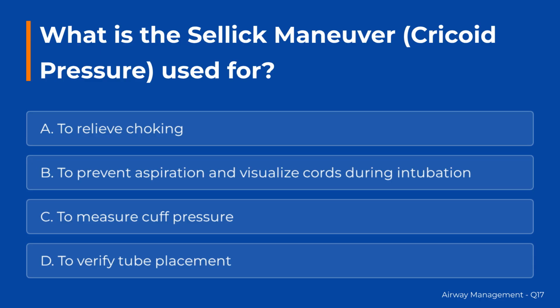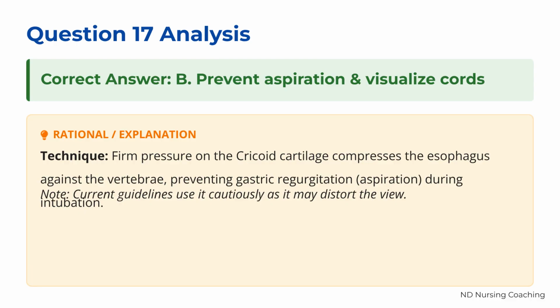Question 17. What is the Sellick maneuver, or cricoid pressure, used for? The correct answer is B, to prevent aspiration and visualize the vocal cords. Pressure on the cricoid cartilage compresses the esophagus, preventing gastric regurgitation during intubation. Note that guidelines advise cautious use.